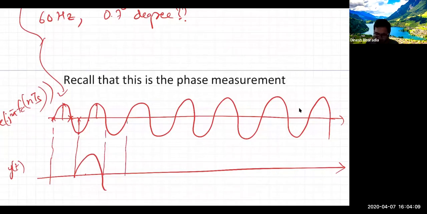So I'm just trying to make sure I don't draw it wrong. Okay, let me just draw it right. So the frequency doesn't change that much. It's a very slow change in frequency.